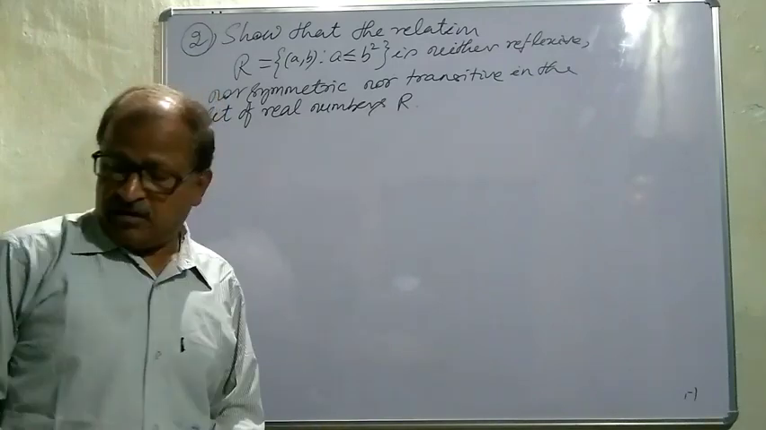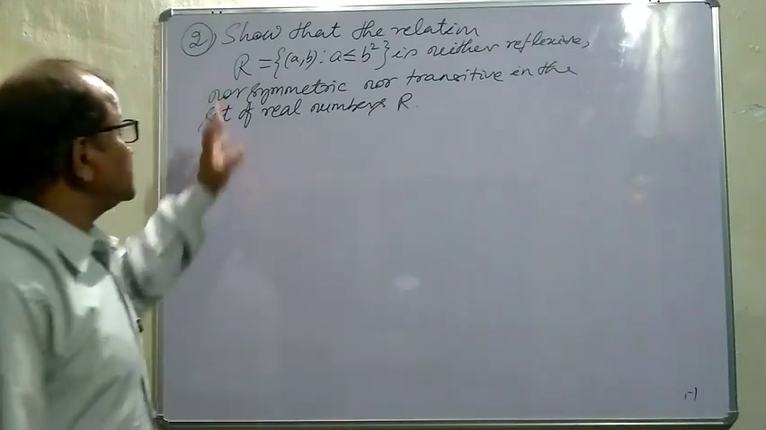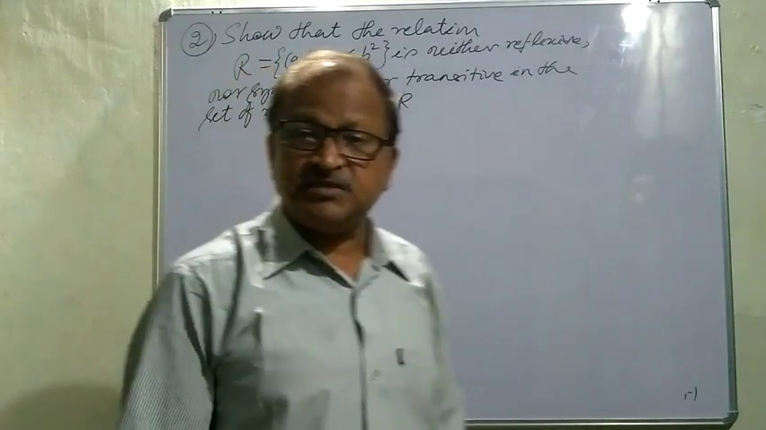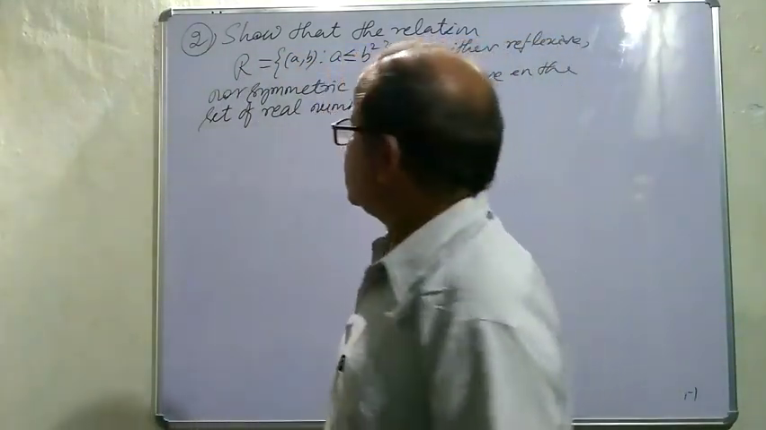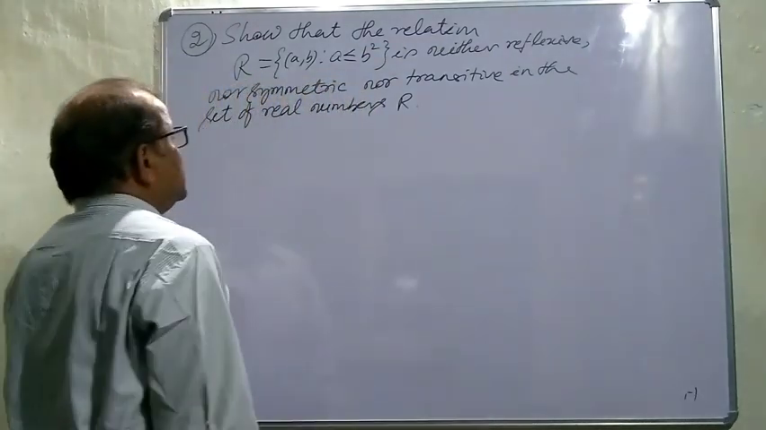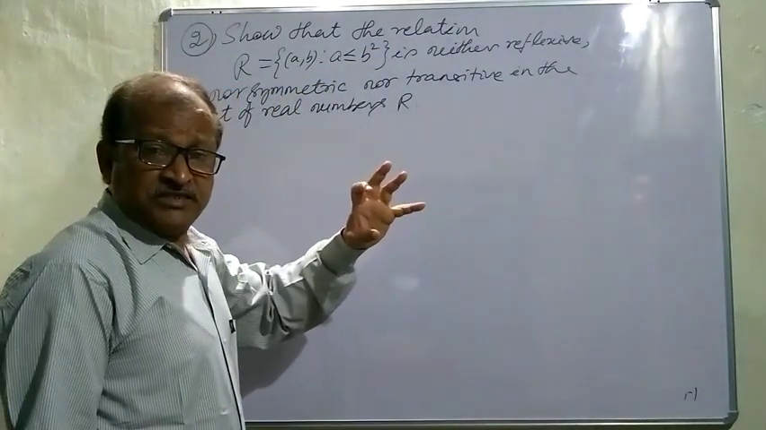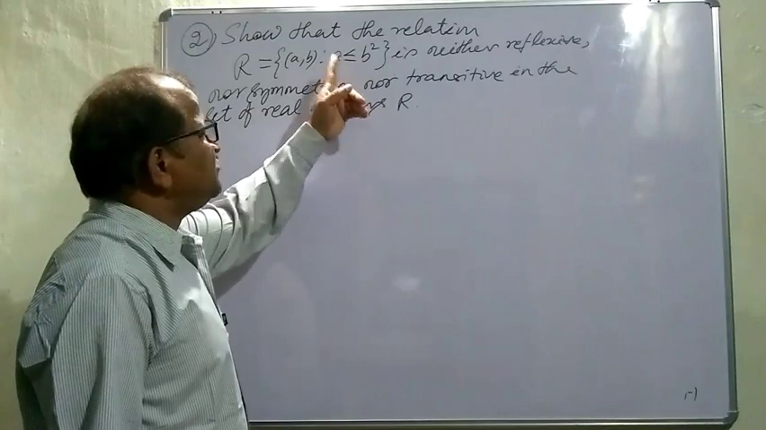So yes, let us test whether it is reflexive, symmetric or transitive or not. How? First, to test reflexive, it is given a less than or equal to b squared.